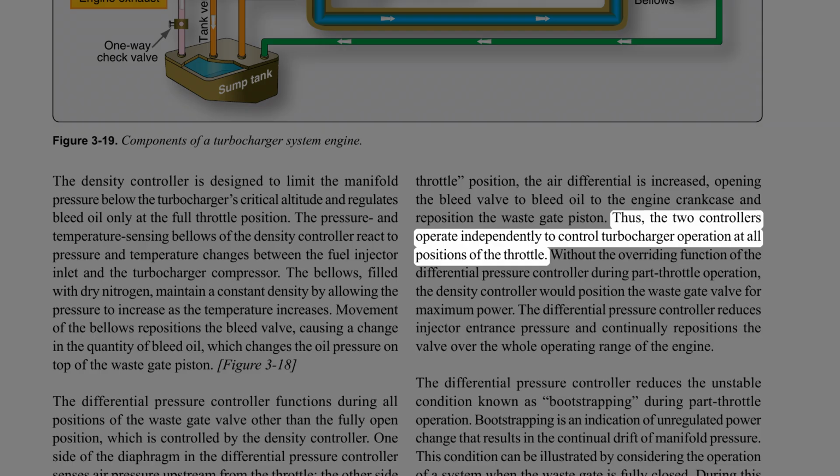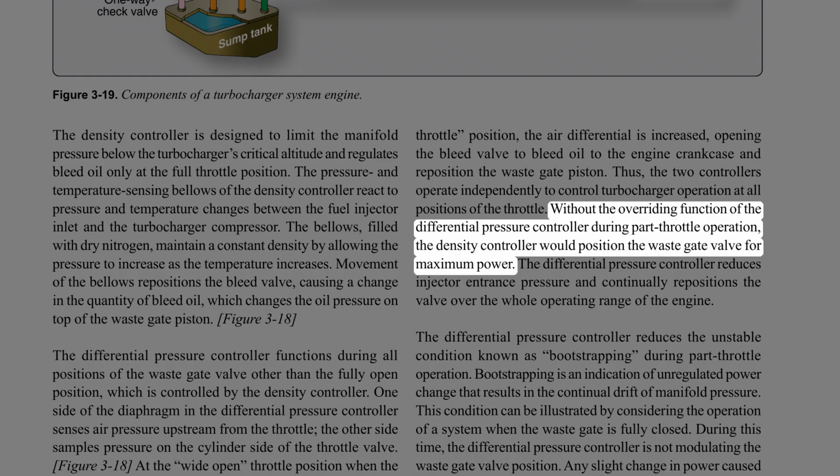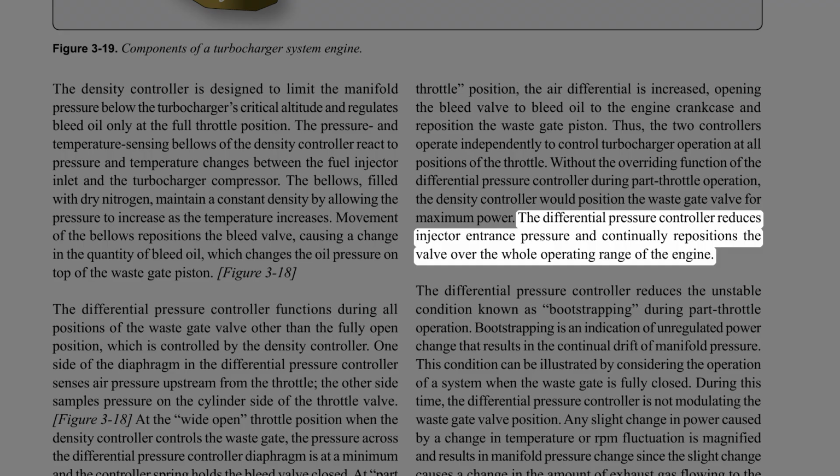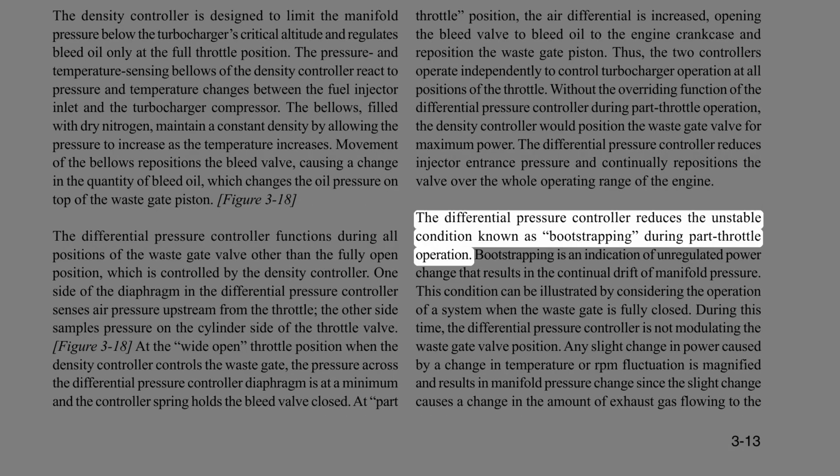Thus, the two controllers operate independently to control turbocharger operation at all positions of the throttle. Without the overriding function of the differential pressure controller during part throttle operation, the density controller would position the wastegate valve for maximum power. The differential pressure controller reduces injector entrance pressure and continually repositions the valve over the whole operating range of the engine. The differential pressure controller reduces the unstable condition known as bootstrapping during part throttle operation.